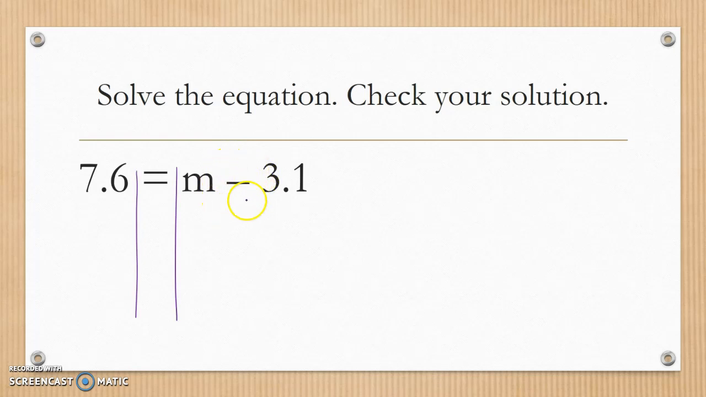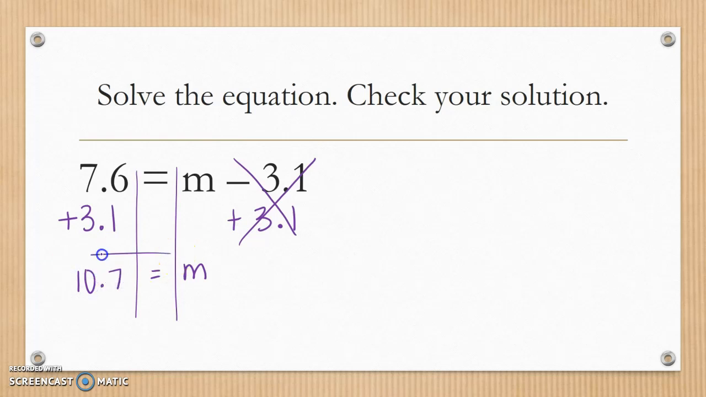Here, since it's a subtraction problem, we need to use the opposite operation, the inverse operation. We're going to be adding to both sides, and we're going to add this 3.1 so we can cross it out. So we added 3.1, we can get rid of those, and we add 3.1 on the other side. So we're left with just our variable on the right side, and then 7.6 plus 3.1. When we add that up, we get 10.7 as our variable's value.